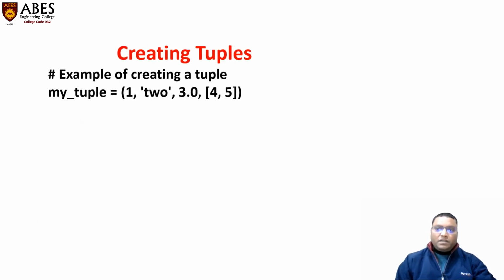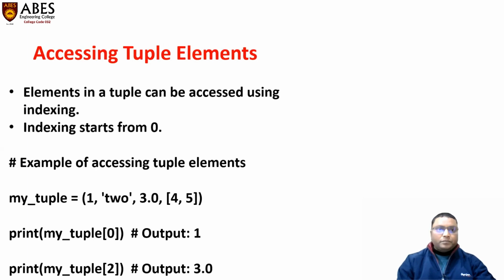Now, what is the logic to create a tuple? How can we write the code for creation of a tuple? Here we have an example. I have taken my_tuple as a variable name, and within the parentheses, I have written 1, 2, 3.0, and [4, 5]. So this is the creation of a tuple. If you simply write this line in your IDLE or Google Colab, then the tuple will be created.